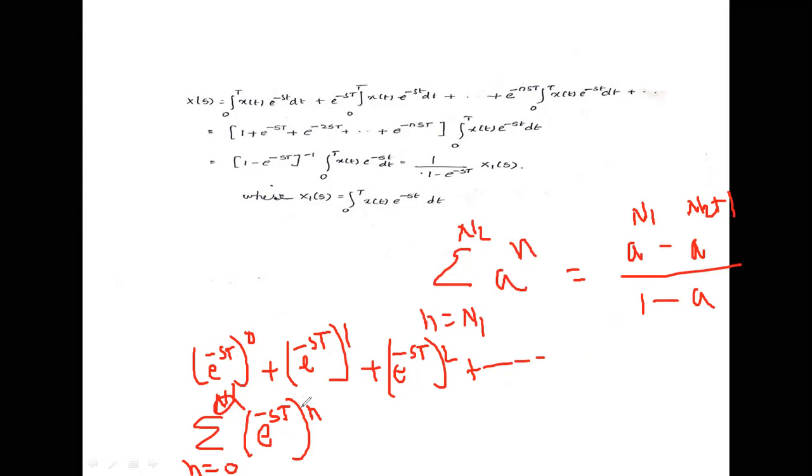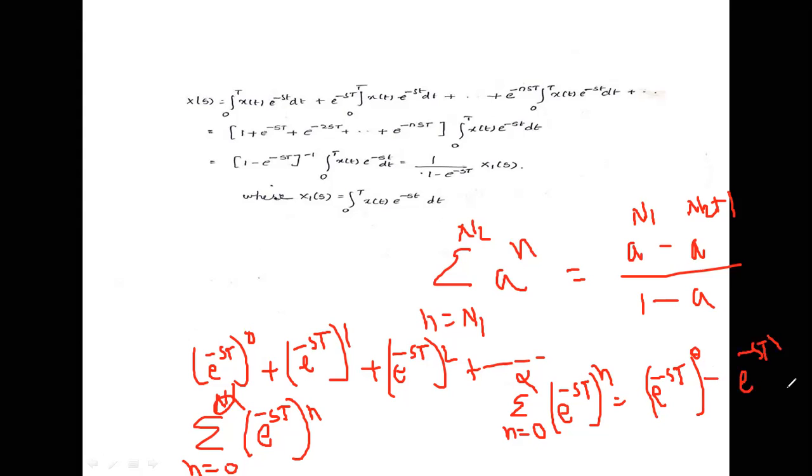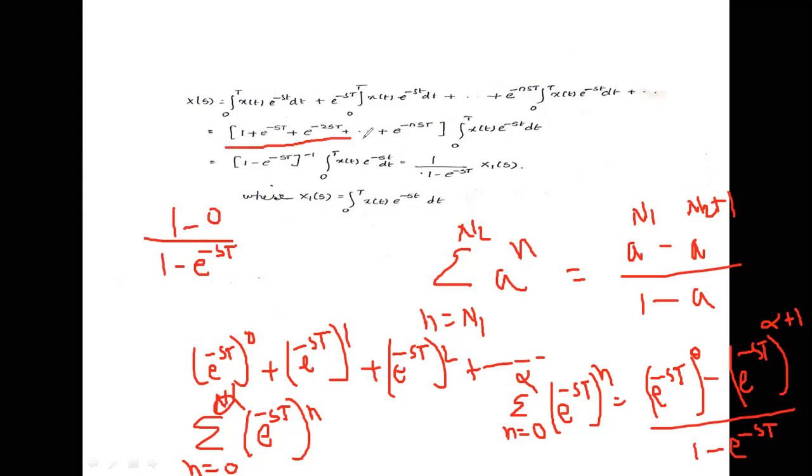What is the a here? e power minus sT whole power n. So now I'm changing this as sum of n is equal to 0 to infinite e power minus sT whole power n. Now instead of a, you can write e power minus sT whole power n1, which is 0, minus e power minus sT whole power n2, which is infinite, plus 1, by 1 minus e power minus sT. What is anything power 0? 1. Anything power infinite? 0. By 1 minus e power minus sT. Got it, my dear students? So this total equation is equal to 1 by 1 minus e power minus sT only.